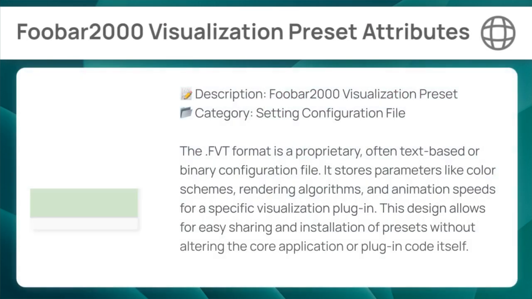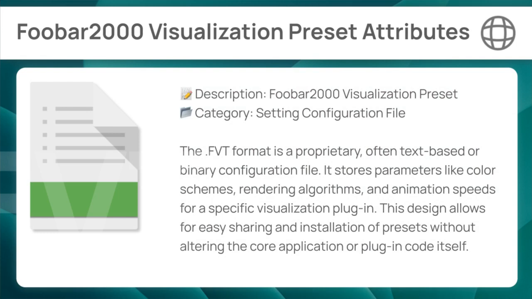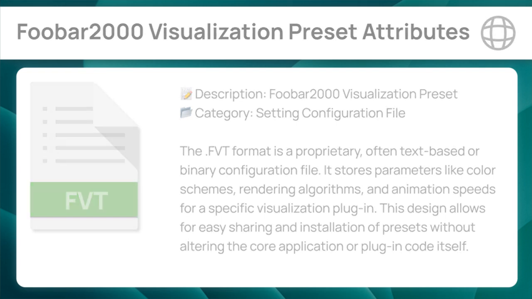The FVT format is a proprietary, often text-based or binary configuration file. It stores parameters like color schemes, rendering algorithms, and animation speeds for a specific visualization plugin. This design allows for easy sharing and installation of presets without altering the core application or plugin code itself.